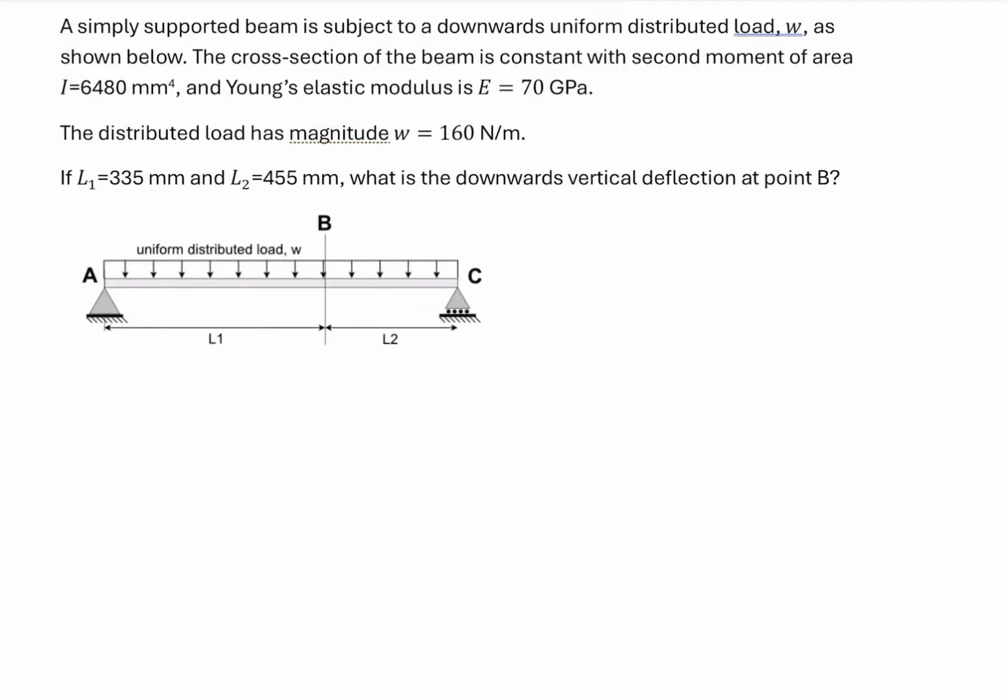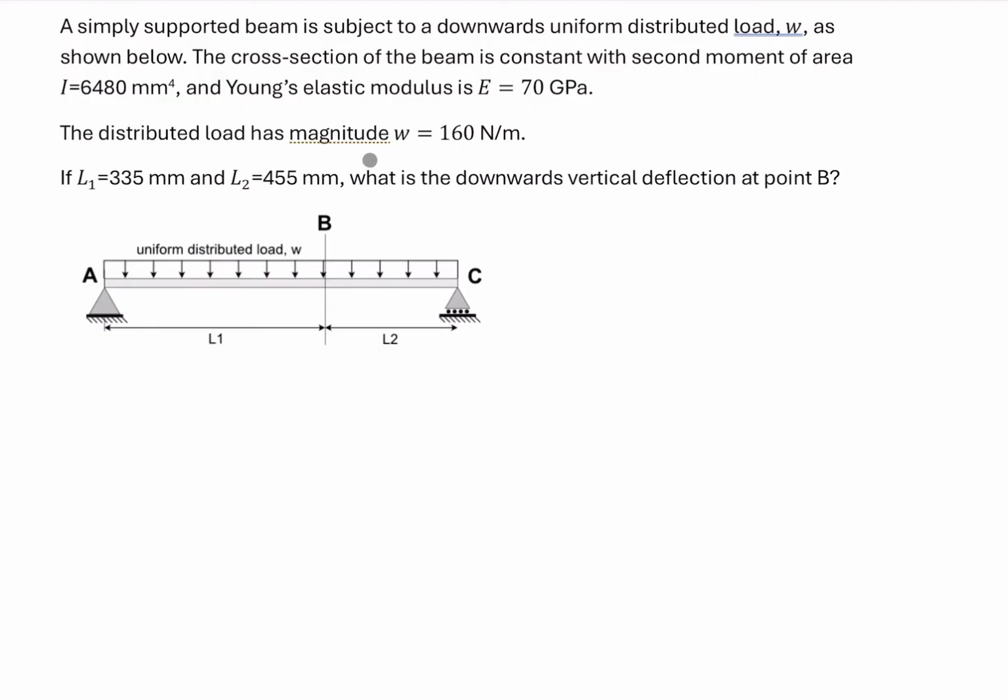Here we have a simply supported beam. Support A is a pin support, C is a roller support, and we have a point B. The distance from A to B is L1, and the distance from B to C is L2. This beam is under a uniform distributed load. The intensity of this load is W.